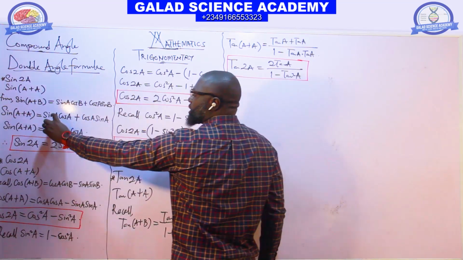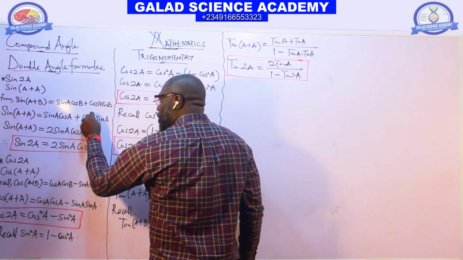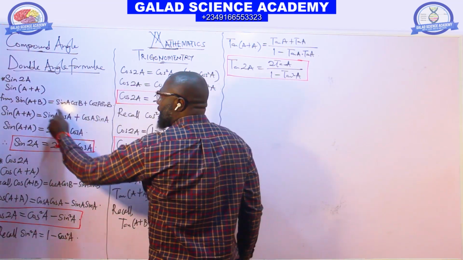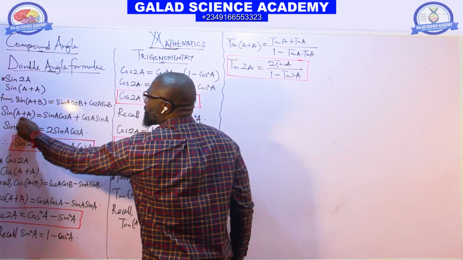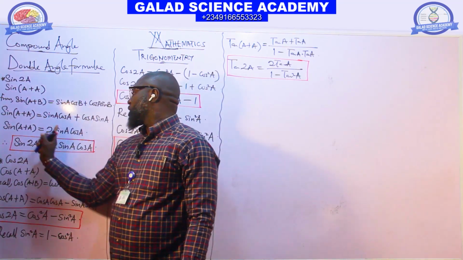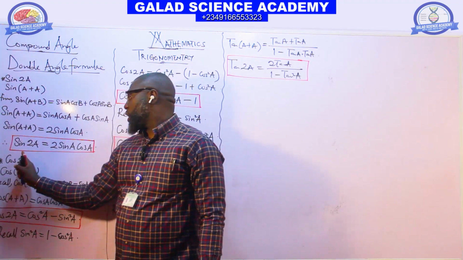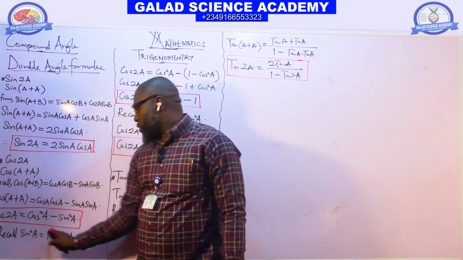So by doing that, we have sine A cos A plus cos A sine A. Instead of using B here, everything here is A. Adding the A together gives us 2A. Add this together, we have this. So the final answer, the identity for sin 2A, is this. Therefore, cos 2A will be this.